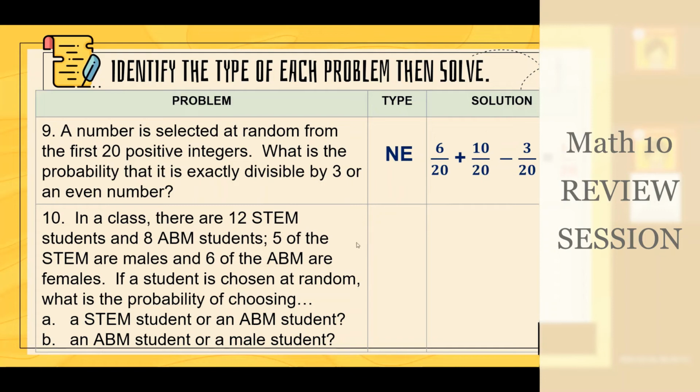Janelle, what type of probability is letter A? A STEM student or an ABM student? Is it possible that there is common? Is it possible that there is STEM and at the same time ABM? So what type of probability is letter A?